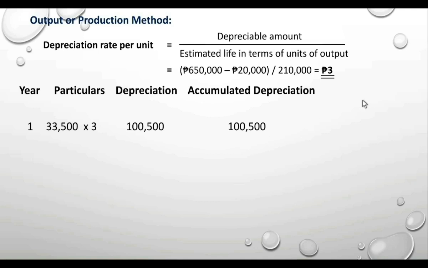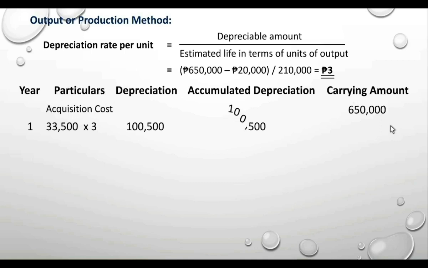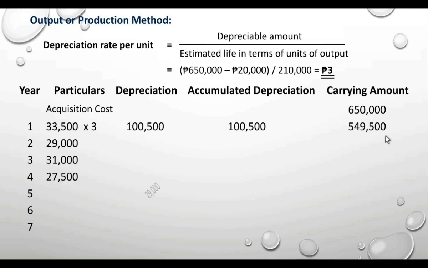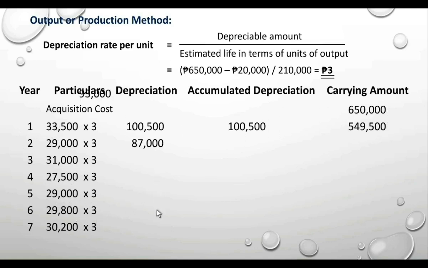How about the carrying amount of the machinery at the end of the first year? The acquisition cost of 650,000 minus the accumulated depreciation of 100,500 equals 549,500. Sa mga susunod na taon, until the last year of the machinery's life, ganun lang uli ang procedure. Actual units of production as given in the problem multiplied by the depreciation rate per unit of 3 pesos to get the depreciation expense for a period.